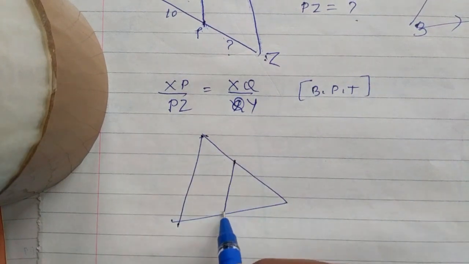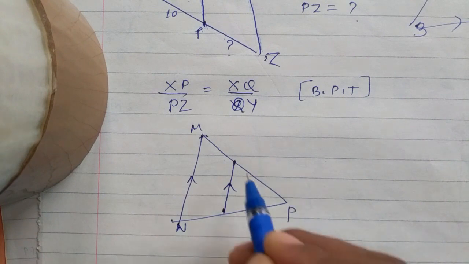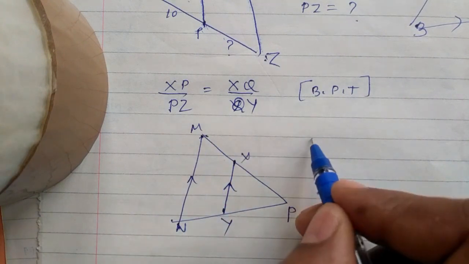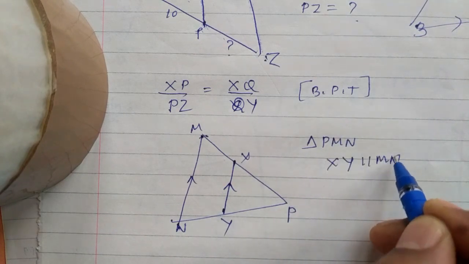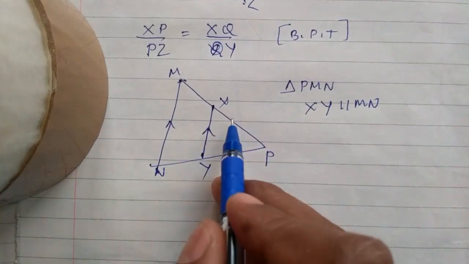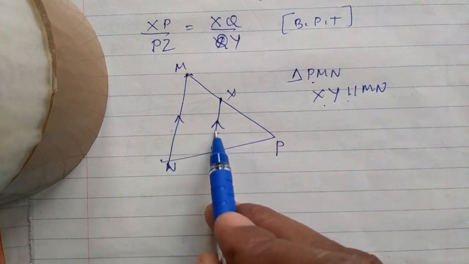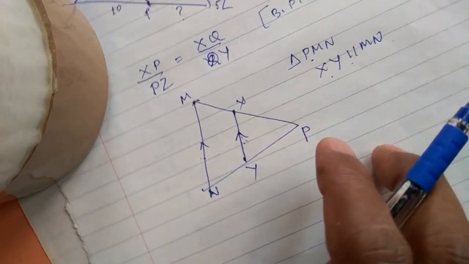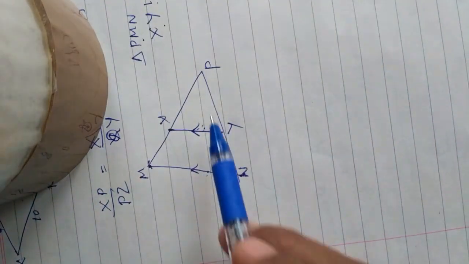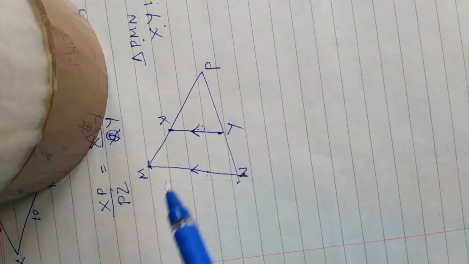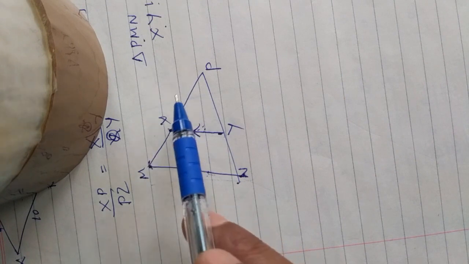Suppose the diagram is in this way. In triangle PMN, XY is parallel to MN, like this. So if any lengths are to be found in triangle PMN, there are two lines which are parallel. So turn the diagram so that it is towards your face, front view, like this. Then it looks like a pyramid and it is easy. These two are parallel, so these two sides are divided.